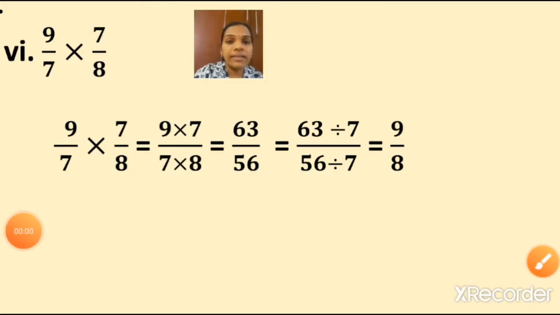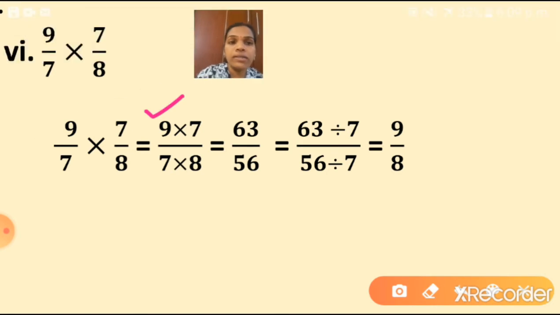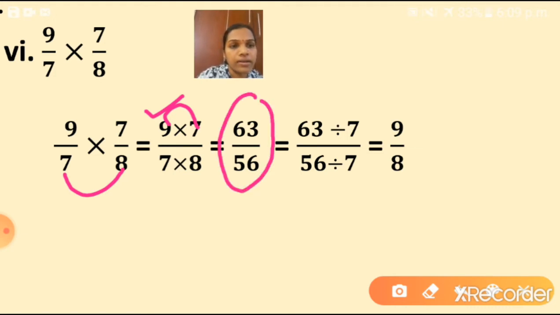So children, see here, next sum, sixth one is 9 upon 7 into 7 upon 8. First, you have to multiply the numerators. 9 into 7 upon, next the denominators, 7 into 8. Next step, multiply and write. That means 9 sevens are 63 upon 7 eights are 56. So this is your answer now.